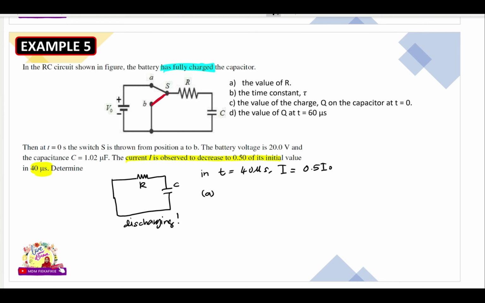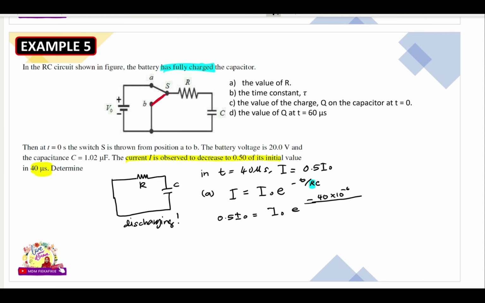Jadi soalan A minta kita kira value of R. So we can calculate value of R sebab kita dah ada maklumat. Kita boleh gunalah formula current. Jadi kita dah ada time, kita dah ada C, saya dah boleh cari R lah. Where current at 40 microsecond, current tadi adalah 0.5 I0.